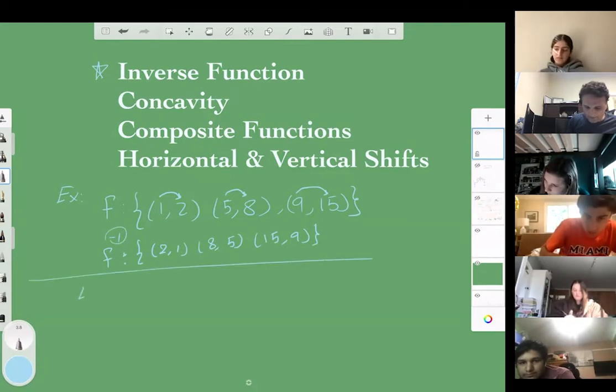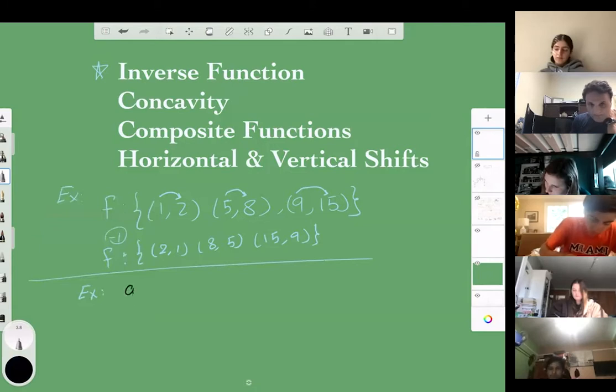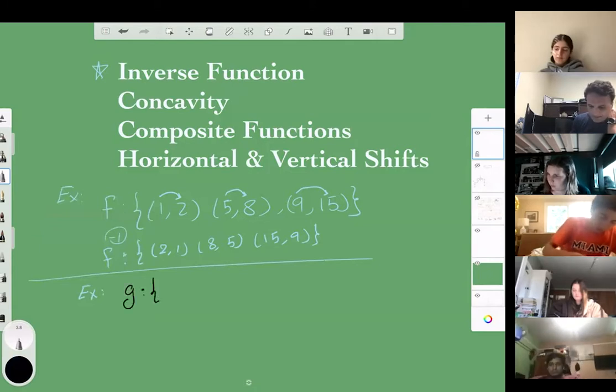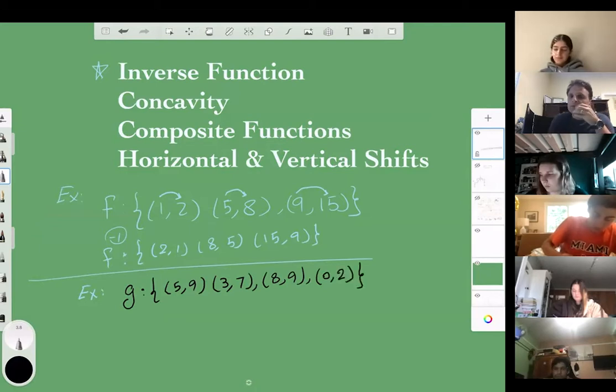Let's have another example. G is a function that takes 5 to 9, 3 to 7, 8 to 9, and let's say 0 to 2. Is there any problem with this function? Can I call it a function? Yes, correct.